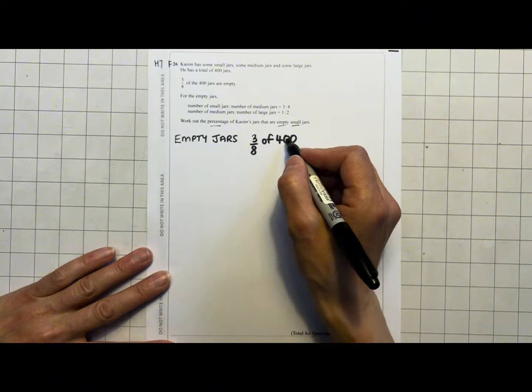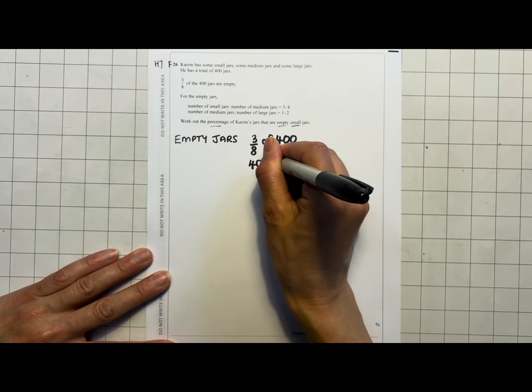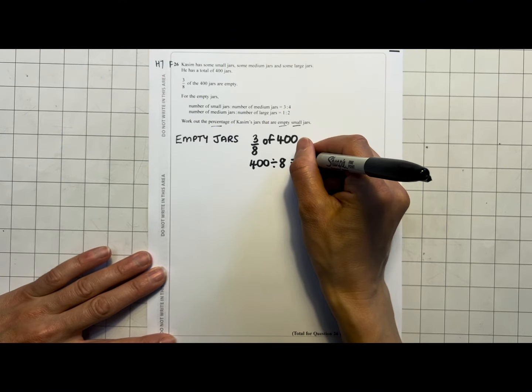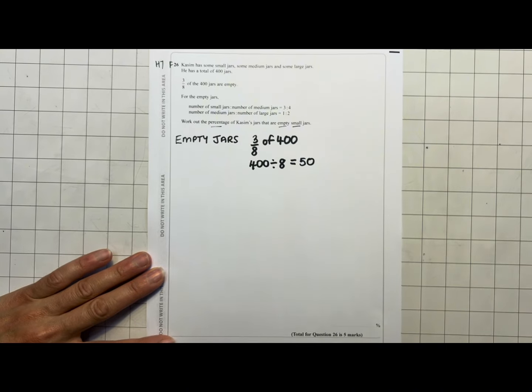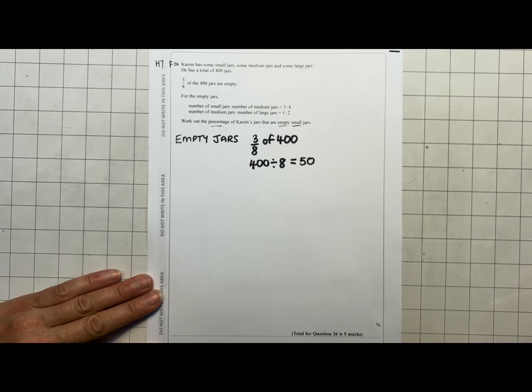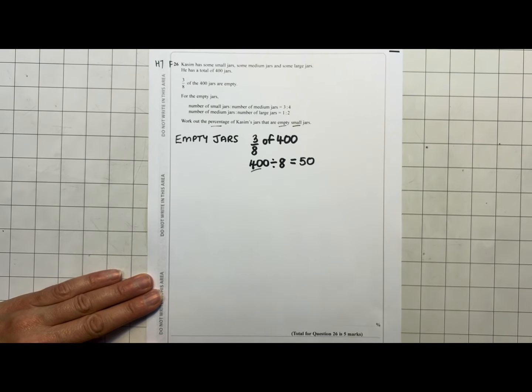To work out 3/8 of 400, we need to do 400 divided by 8, which is 50. There are a few ways of finding this out. One is when we divide by 8, we can divide by 2, then divide by 2 and divide by 2 again. Or we can spot that 40 divided by 8 is 5 and we pop the 0 on the answer to get 50.